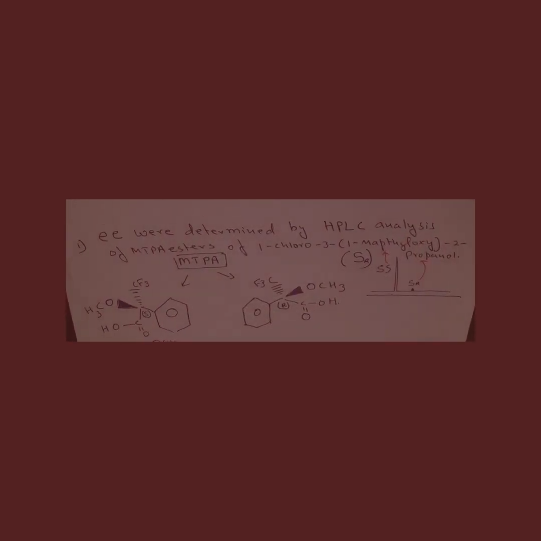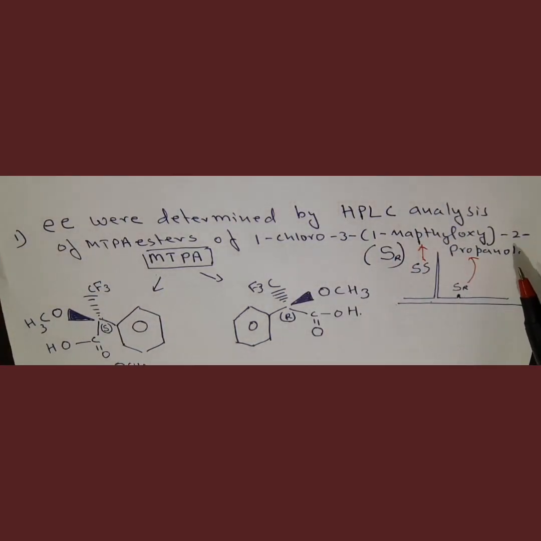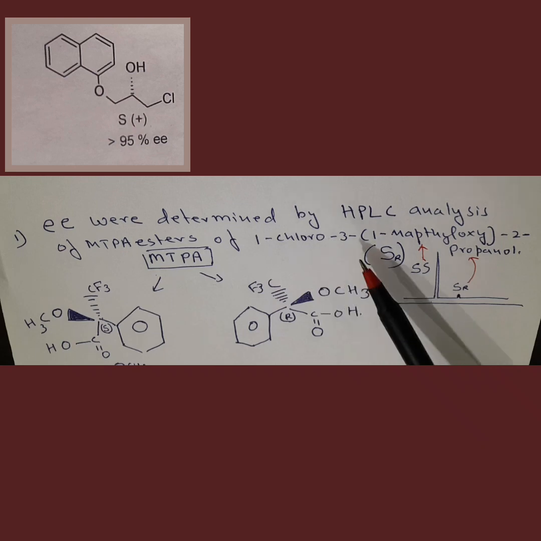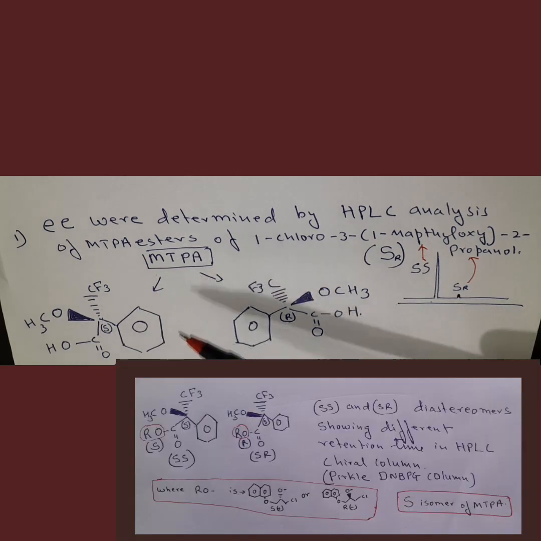We have synthesized optically pure R and S isomers of this compound. But the R and S isomers that we have synthesized may have some impurity. Now let's take the example of the S isomer of the alcohol that we have synthesized, 1-chloro-3-(1-naphthyloxy)-2-propanol. Let's take S. Assume that the S isomer of the alcohol has some impurity in it, which I have written by small r. So what we do is we convert it into MTPA ester. Now what is MTPA?